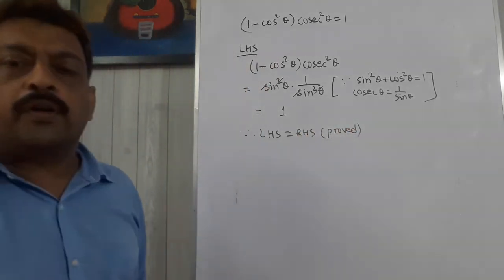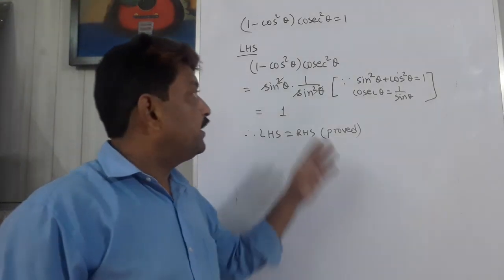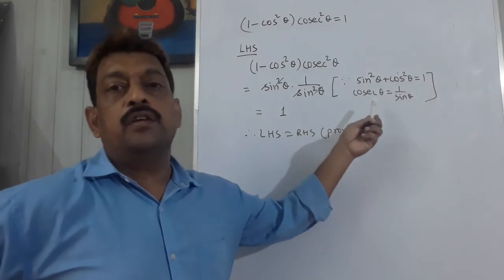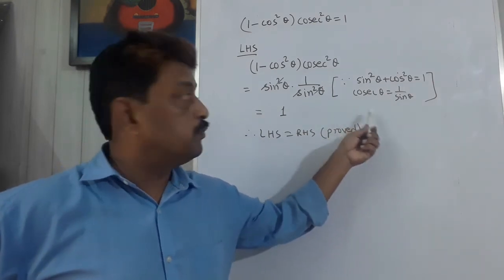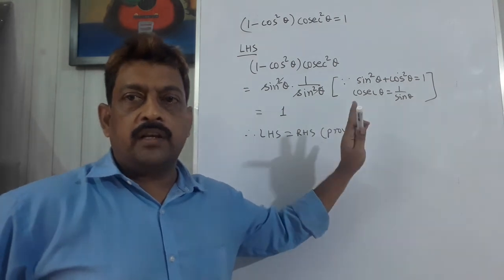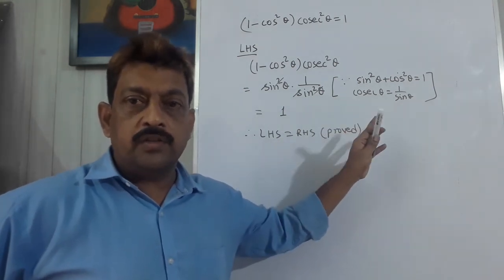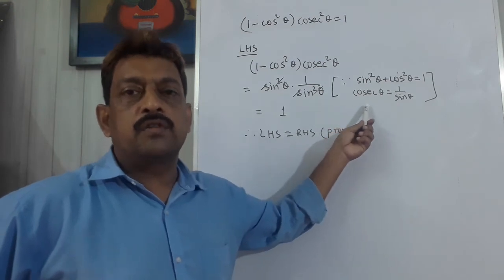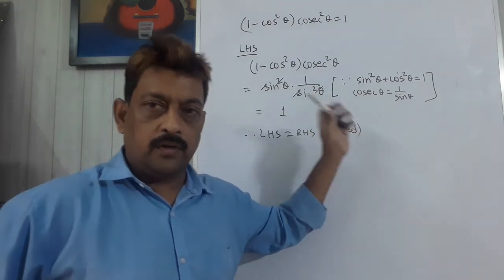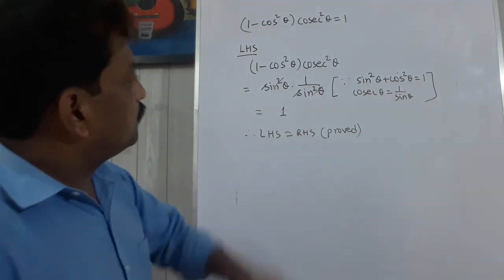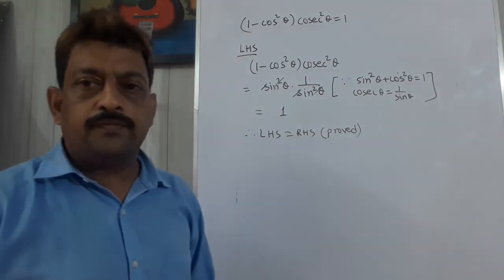It is very important while proving any identity that whatever identity you are using during the solution part, you must write it down as the reason and mention those identities in brackets. Okay, it is very important. So therefore the question is proved.